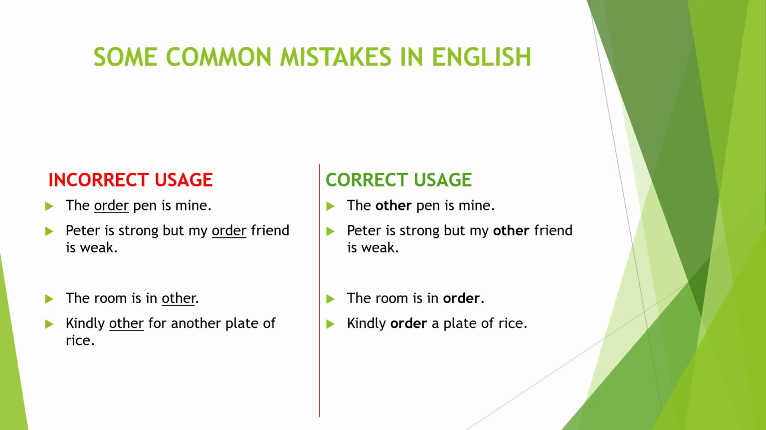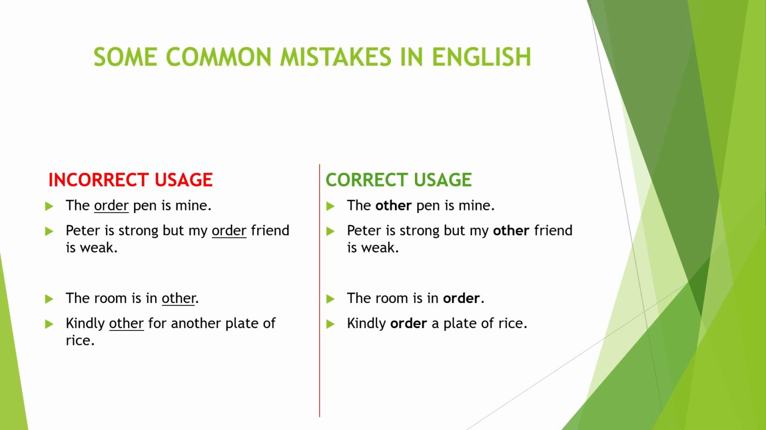The next two sentences, the first one, you realize that other is underlined. The correct usage is in bold. The room is in order. We are talking about the arrangement. It means everything that is in the room is kept at the right place or at the expected place. It's properly arranged. It's an arrangement. So we say the room is in order.